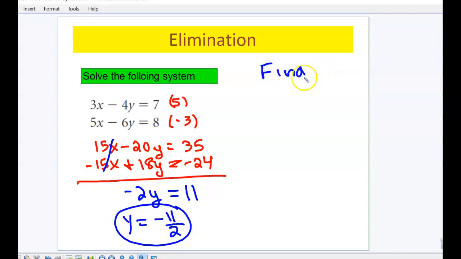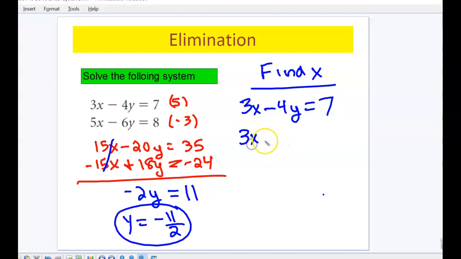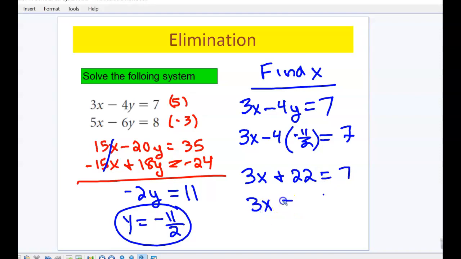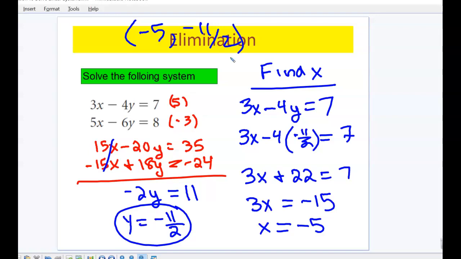Now to find the x, I go back and I have 3x minus 4y is equal to 7. And again, you can use either equation. I chose to use the first one. So 3x minus 4 times negative 11 over 2 is equal to 7. So 3x, this becomes plus 44 over 2, which becomes 22, equals 7. So I get 3x is going to be equal to 7 subtract 22, which is negative 15. If I divide both sides by 3, I get x is negative 5. So my solution is going to be negative 5 and negative 11 over 2.